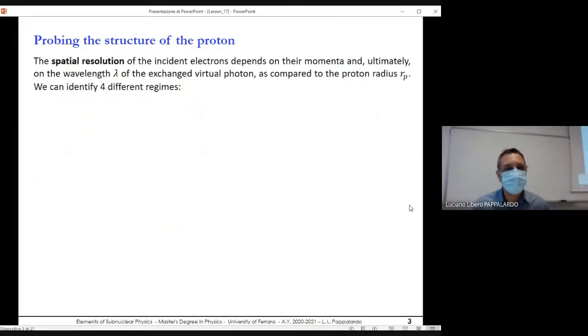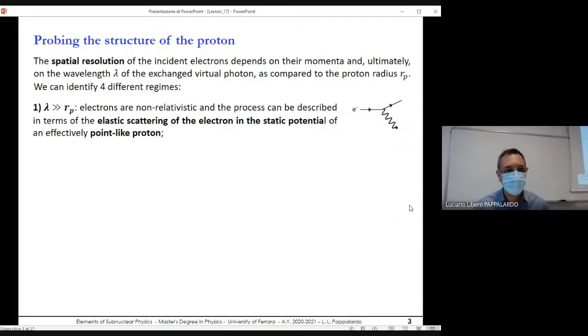So, in general, the spatial resolution of the incident electron depends on the momentum, clearly, through the de Broglie wavelength, and ultimately on the wavelength of the exchanged virtual photon. And so one can distinguish between 4 different regimes by comparing the wavelength of the exchanged photon with the radius of the proton, for instance, which is our reference scale.